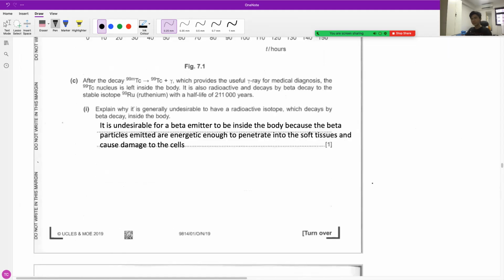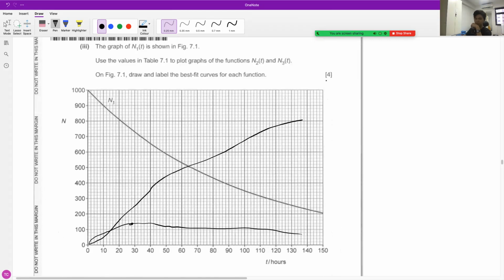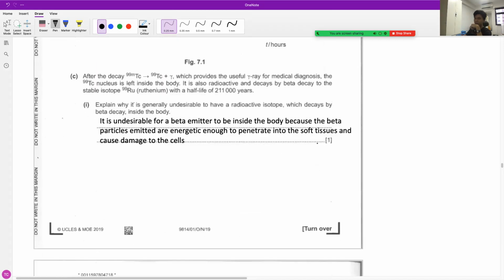Now we have a qualitative question. Just to mention, you're given 2 marks for the plotting of the points and 2 marks for the curves, one for each, I suppose. So now we are given this question: why is it not a good idea to have a radioactive isotope decay by beta decay inside the body? And this is the answer. You can go ahead and read it yourself.